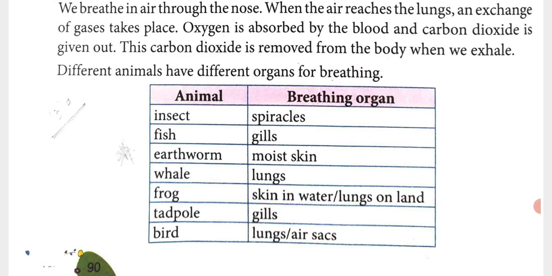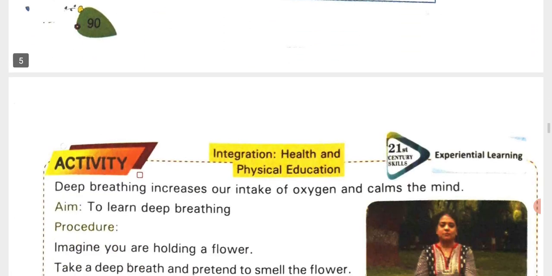Different animals have different organs for breathing. Here is the list of animals and breathing organs. Have a look at it. Insects, spiracles; fish, gills; earthworm, moist skin; whale, lungs; frog, skin in the water and lungs on land. So the frog is the animal which can live inside the water, breathe inside water and also on land. It's called amphibious. Tadpole has gills and birds have lungs and air sacs.